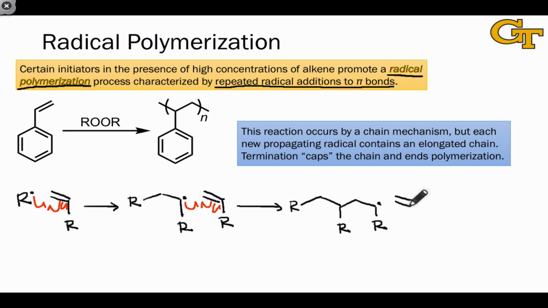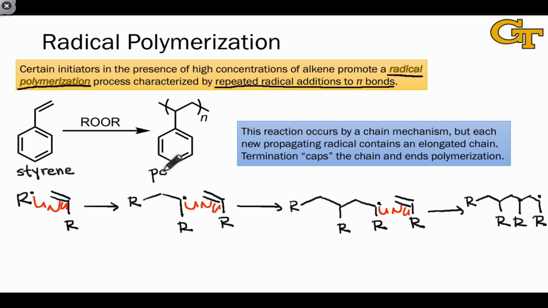This can happen again as soon as this alkyl radical bumps into yet another molecule of alkene to form a product in which two more carbons have been added to the chain, and so on and so forth, leading to a very long chain of carbons with substituents, these R groups, at every other carbon. The particular example shown here uses a monomer called styrene, and it gives a polymer that you're probably very familiar with, polystyrene or Styrofoam. This reaction type involves a very large number of propagation steps, but every propagation event is essentially the same. It's the addition of an alkyl radical to a molecule of alkene monomer.